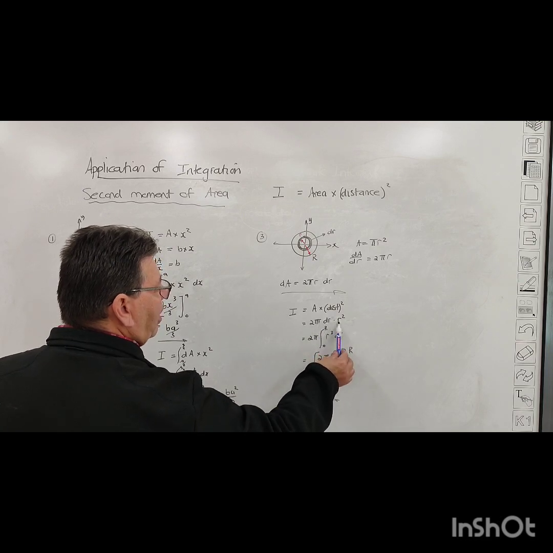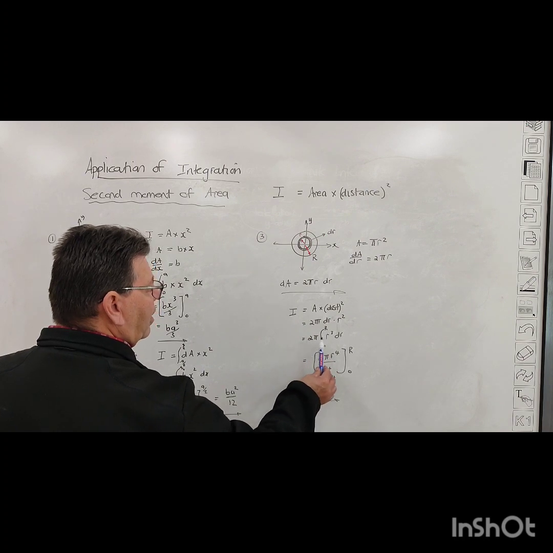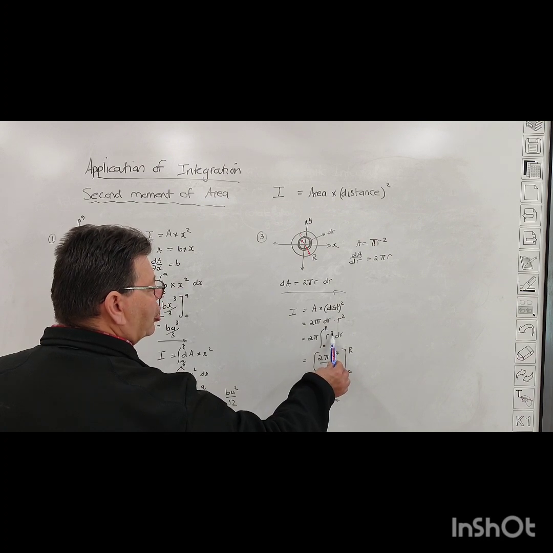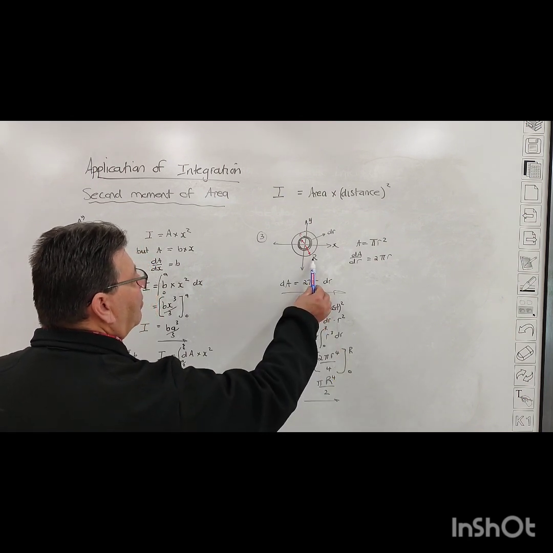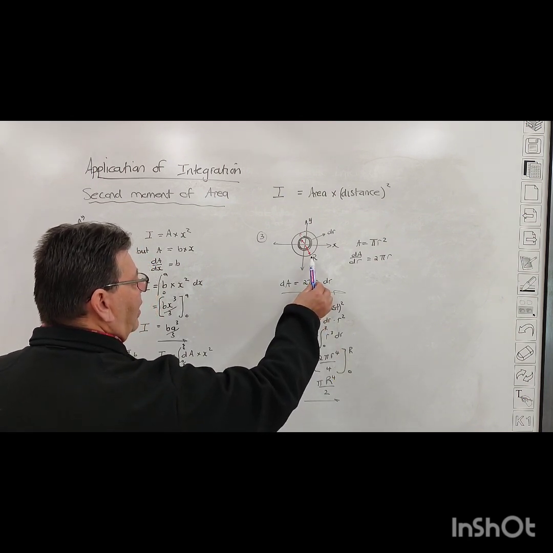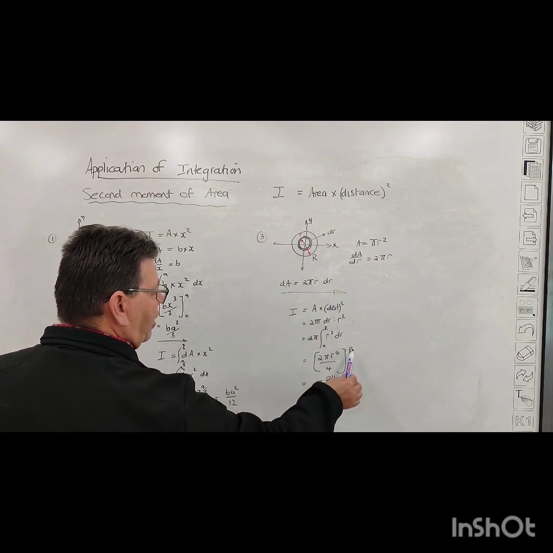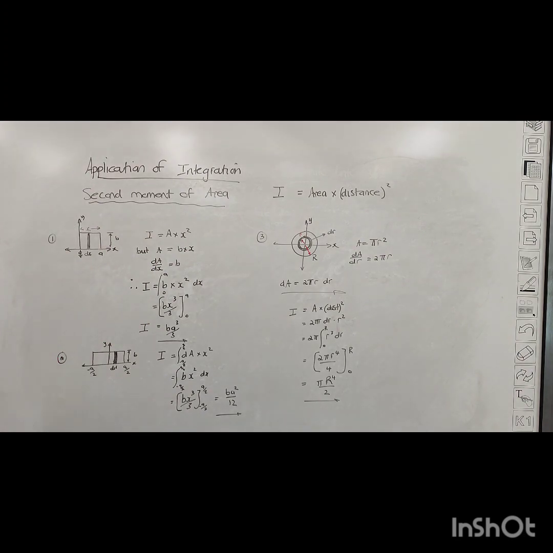Now this r times that r will give me 3 of them. You can take the 2 pi out. And now I have to integrate with reference to r. So if I integrate, this becomes r cubed, the cube becomes 4, divide by 4. Substitute in, the big R is my upper limit and 0 is my lower limit. Substitute it in and you get a value of pi r to the power 4, divided by 2.